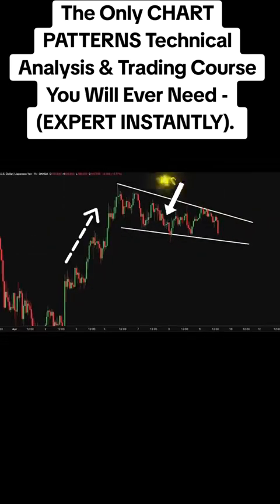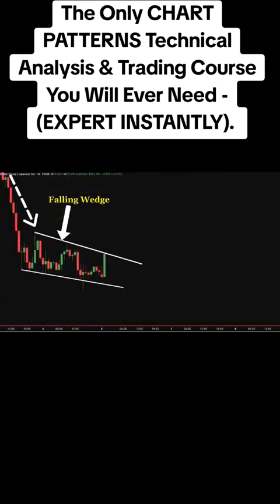In a bullish trend, a falling wedge may show up as a brief pullback, and a breakout to the upside often signals the continuation of the uptrend. In a bearish trend, the falling wedge can act as a reversal pattern. The downward move slows down, and a break above resistance can mark the start of a new bullish phase. And that wraps up today's breakdown of chart patterns.